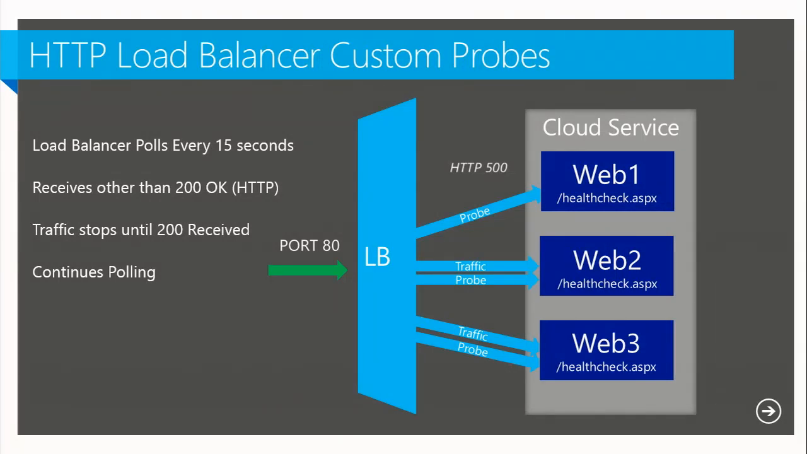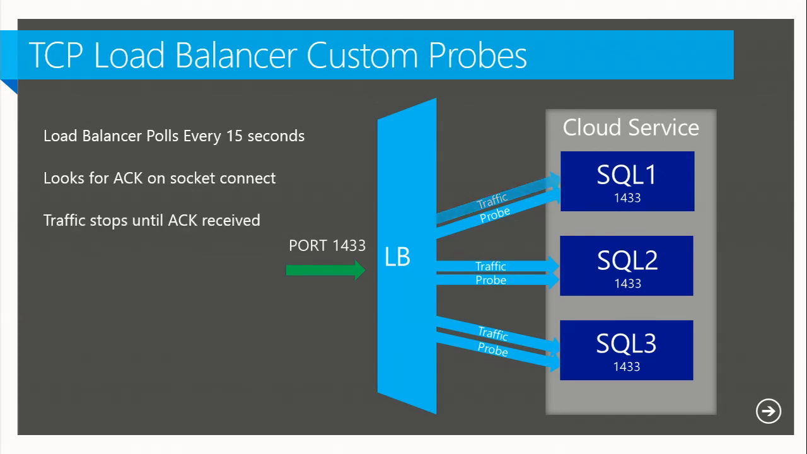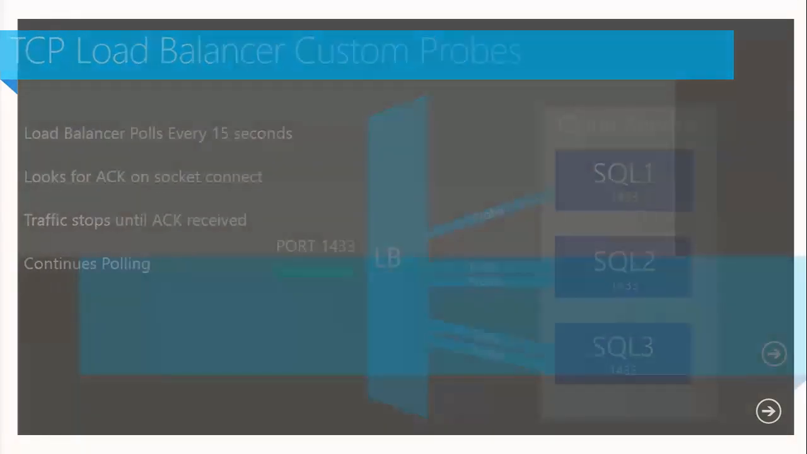So we can do the same thing for TCP ports as well, though. So with TCP, we can do the same traffic. We try to do a socket connect on the port that you specified in the probe every 15 seconds. If we don't see an ACK, we're going to stop traffic to it. But we will continue polling to see if it actually does work. So I'm going to walk you through showing you how you can do that.